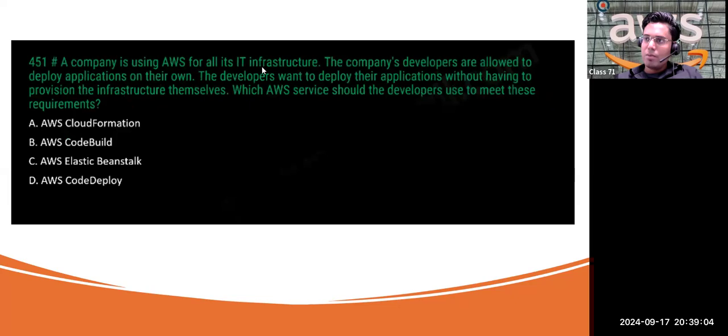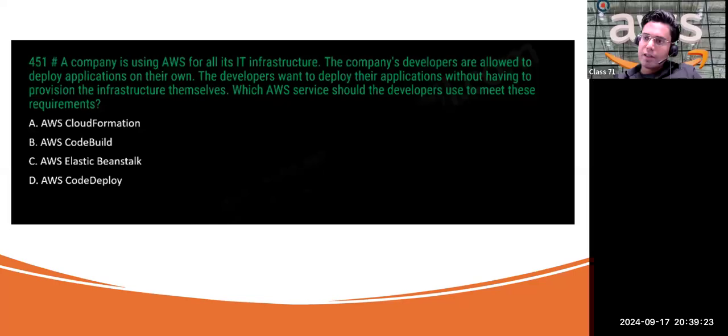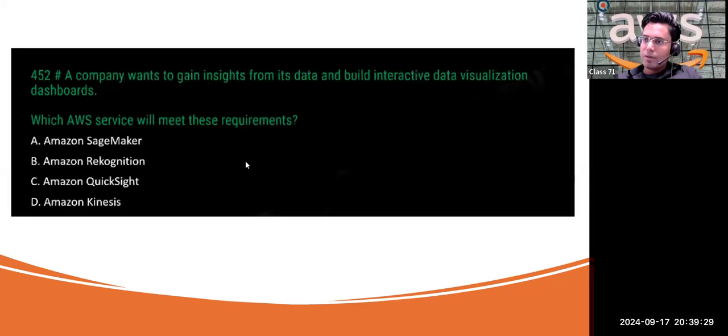A company is using AWS for all its IT infrastructure and allows developers to build their own applications. A developer wants to deploy their application without having to provision the infrastructure themselves. Deploying applications is Elastic Beanstalk. Yeah, correct. Elastic Beanstalk. So that's the right one.